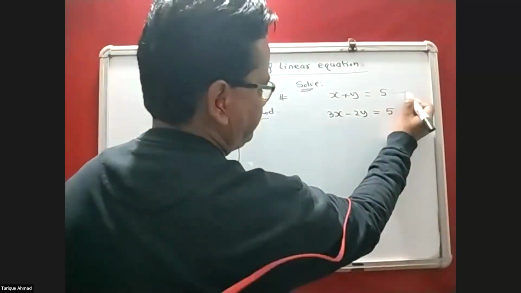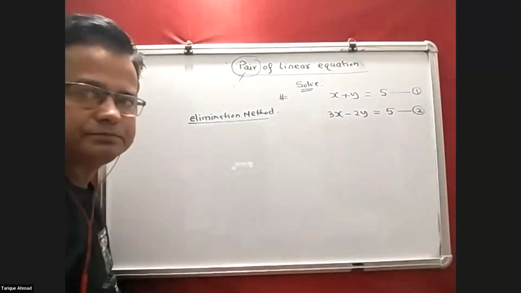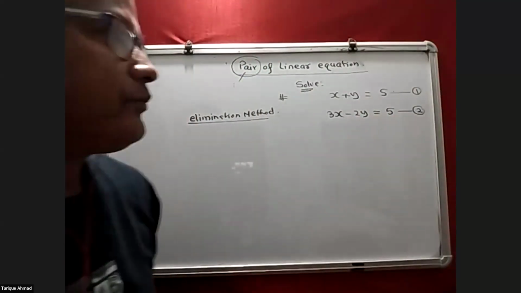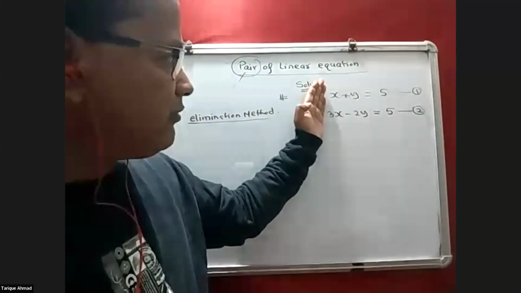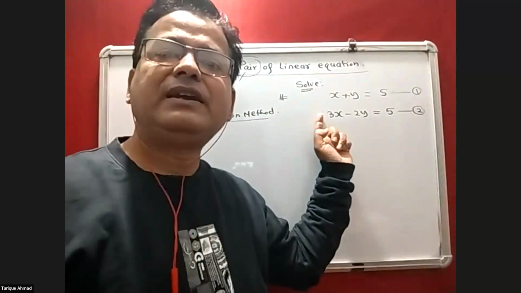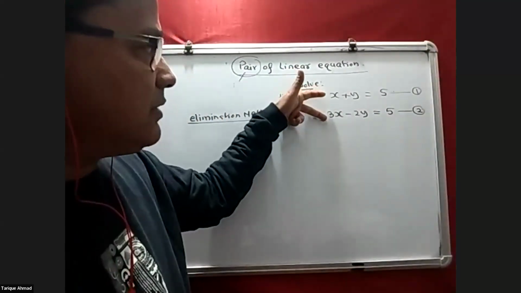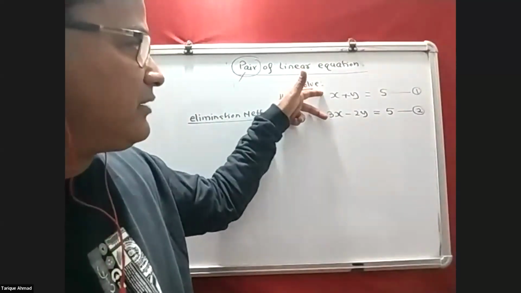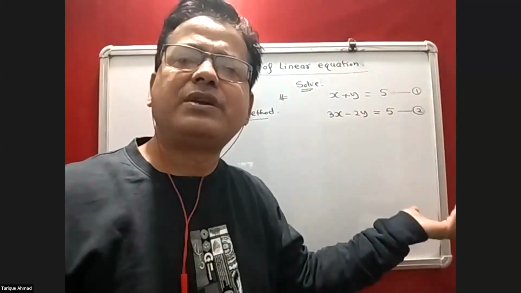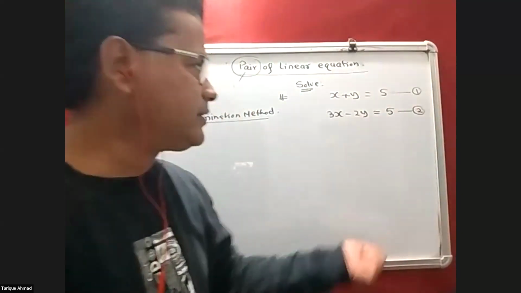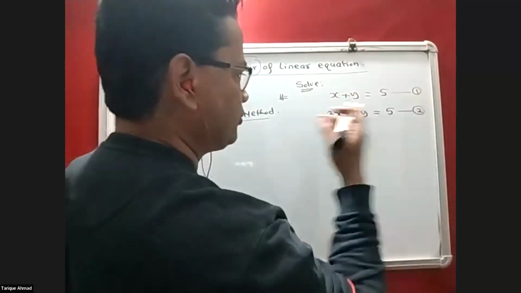Okay. Now see, this I named as equation 1, this as equation 2. Now after this, we have to equate the coefficient of any one variable. It will be our choice. We have to bring the same number at the coefficient place of either x or y. That would be decided by the student himself or herself, right? So I will show you by equating both.